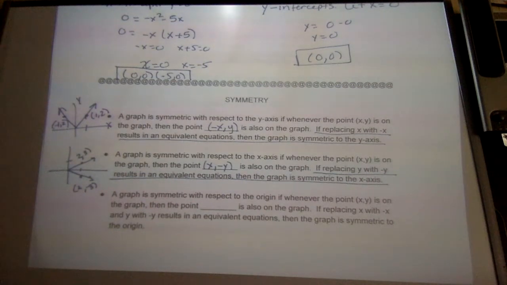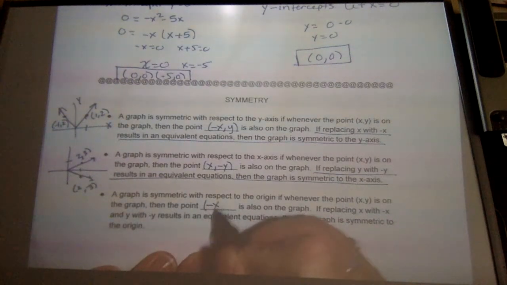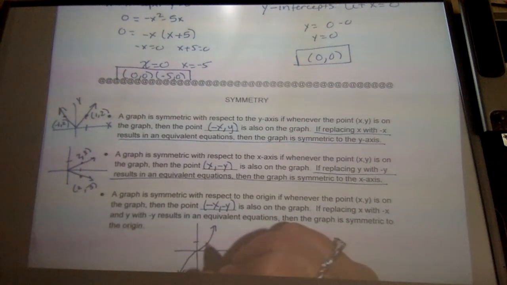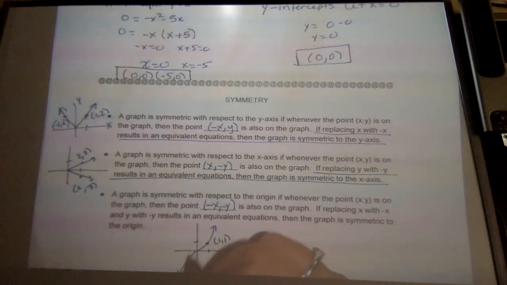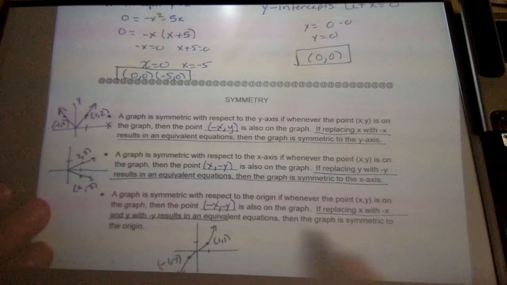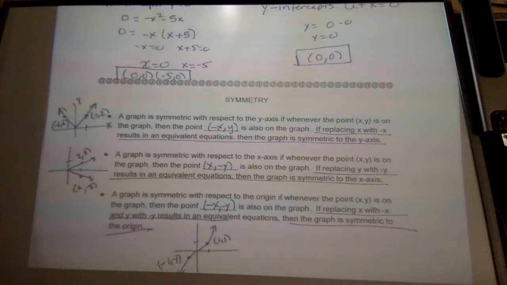If we have symmetry with respect to the origin, then they're both going to change. An example of this would be the y equals x cubed graph. This is 1, 1. This one here is negative 1, negative 1. In this one, we replace both the x and the y with a negative value, and we look to see if we have symmetry with the origin. Questions there?